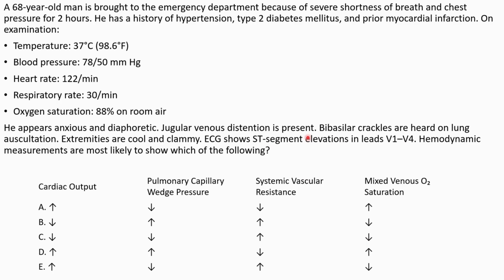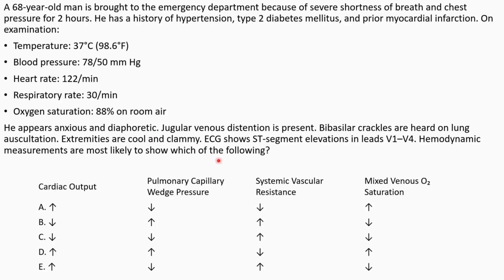Bibasilar crackles, something is wrong with the left side. The blood on the left side is backing up, causing pulmonary edema. That's causing bibasilar crackles on auscultation. Extremities are cool and clammy because systemic vascular resistance is raised. Blood is being shunted away from the extremities and towards the vital central organs, especially the brain. So there is no warm blood in the extremities. Extremities are cool and clammy.